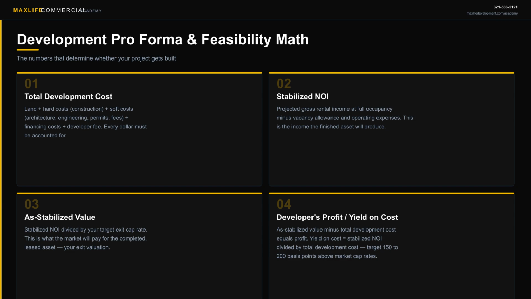I encourage every client to build their pro forma in a spreadsheet and stress test it. What happens if rents come in 10% lower than projected? What if construction costs run 5% over? A project that only works under perfect conditions is too fragile to execute.